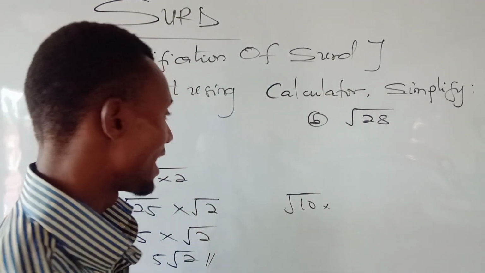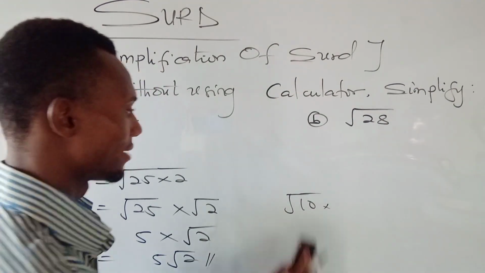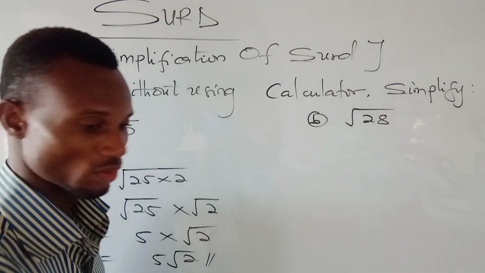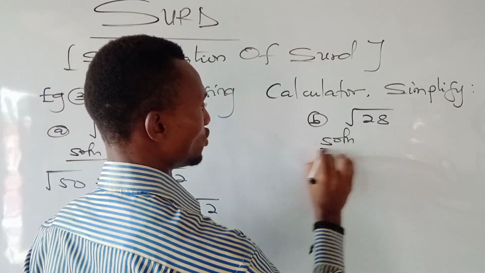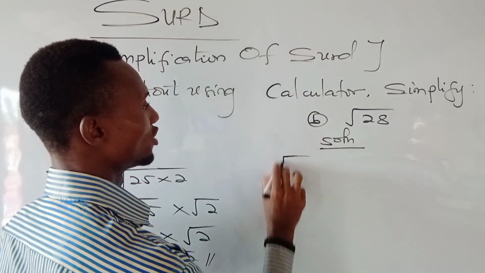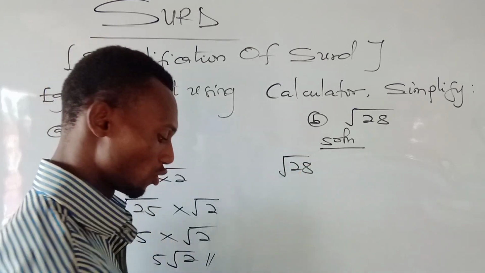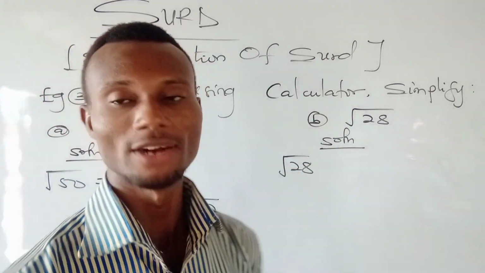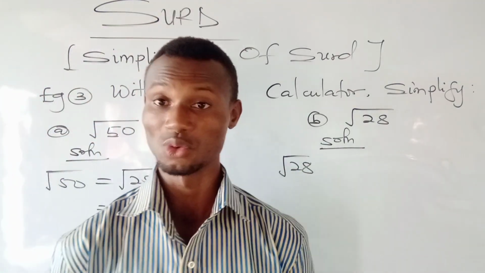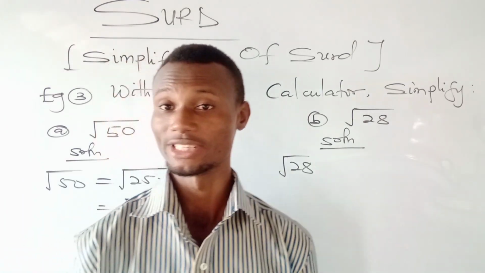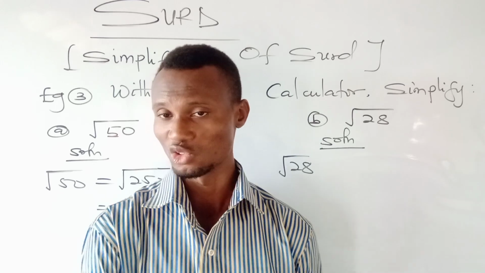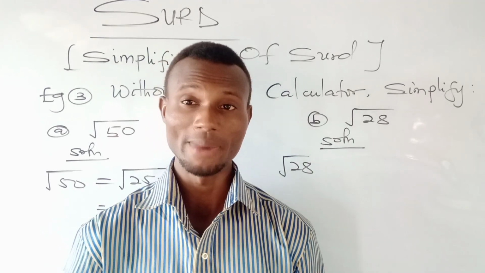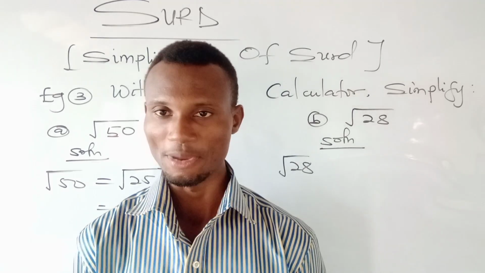Okay, so that's it. So let's handle the B as well. Let's go ahead and handle the B. So let me write my solution and let's do it together. The B, I have square root of 28. We have to simplify this one without using a calculator. Again, the same process: we are going to look for 2 numbers that will multiply to give the 28, but one of those 2 numbers needs to be a perfect square.